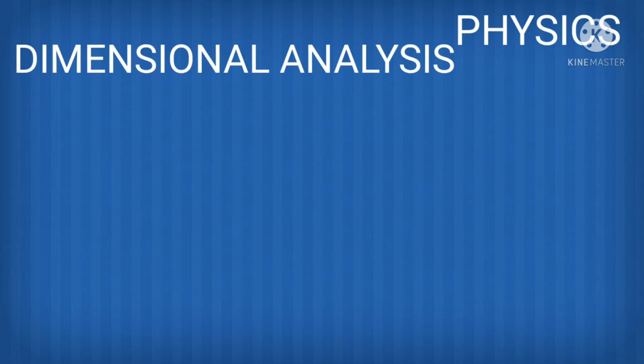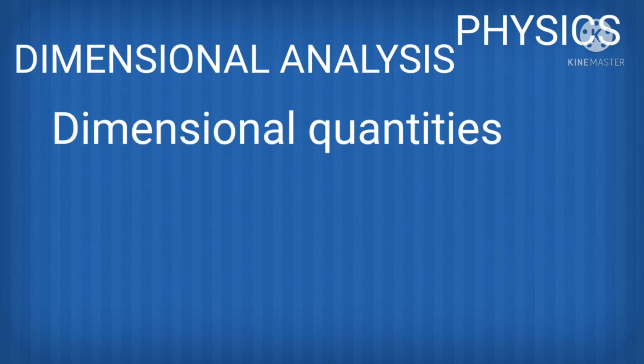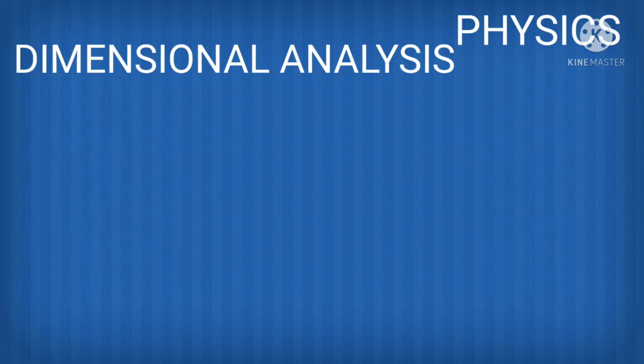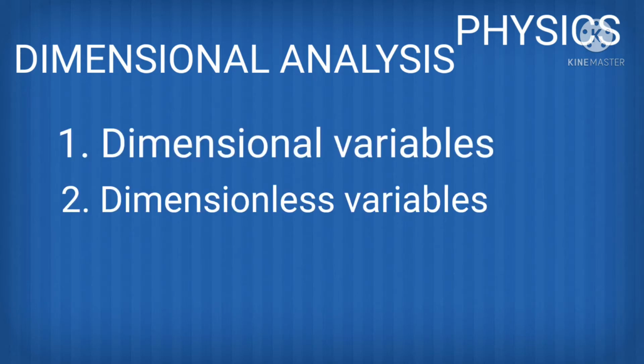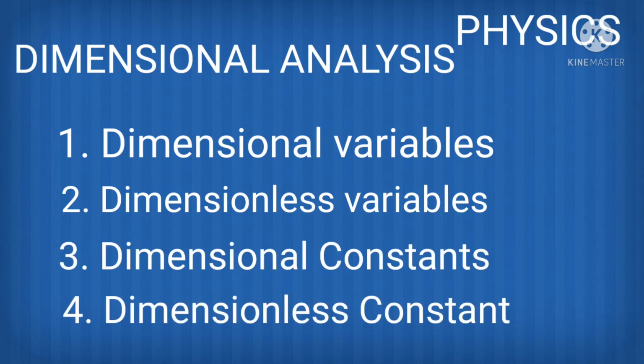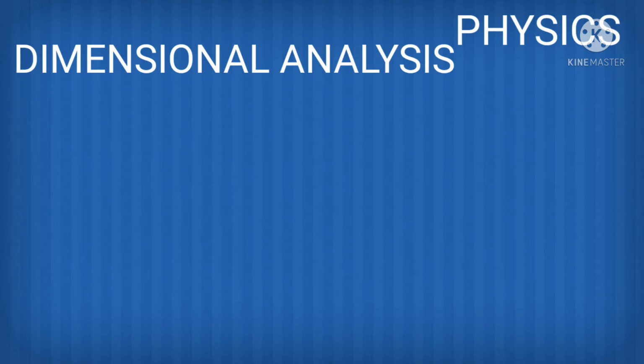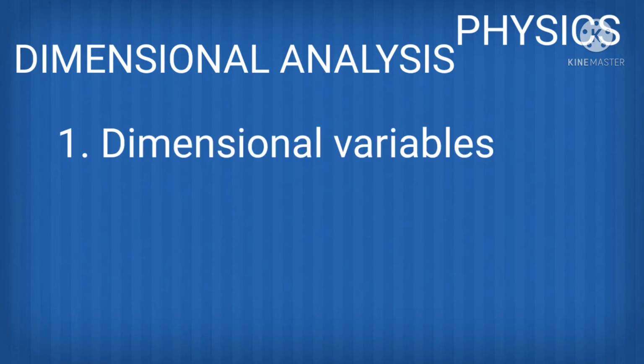Okay. Now, let us see dimensional quantities and dimensionless quantities. On the basis of dimension, we can classify the quantities into 4 categories: dimensional variables, dimensionless variables, dimensional constants and dimensionless constants. So, now let us see what is a dimensional variable. Dimensional variables are physical quantities which possess dimensions and have variable values. Examples, length, velocity and acceleration.